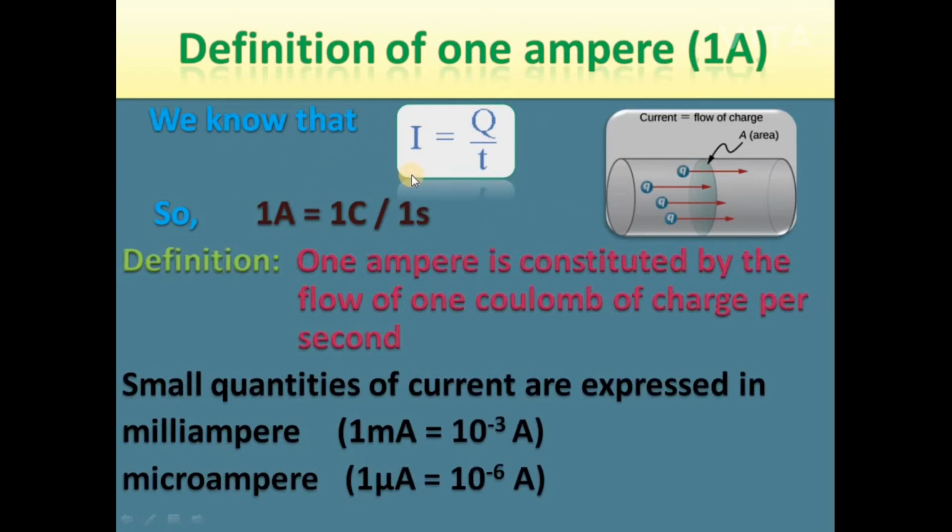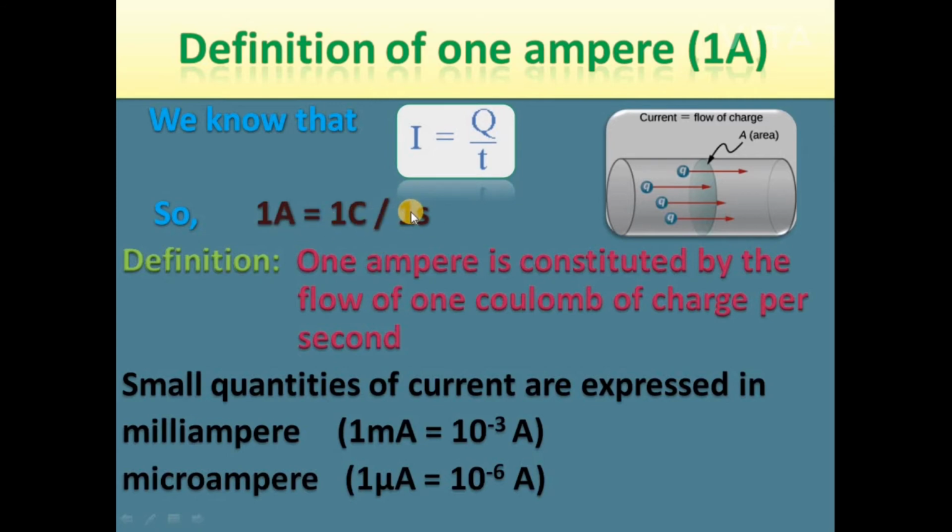Definition of 1 ampere. Then what is 1 ampere? We know that the expression for current is I equals Q divided by T. In the place of I, we want 1 ampere. So we put 1 ampere is equal to charge of 1 coulomb divided by the time taken of 1 second. 1 ampere is equal to 1 coulomb per second.